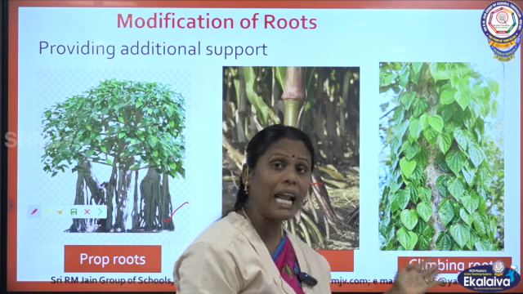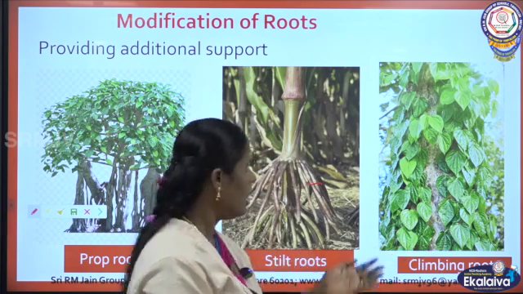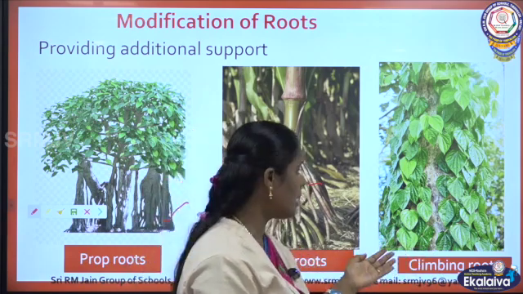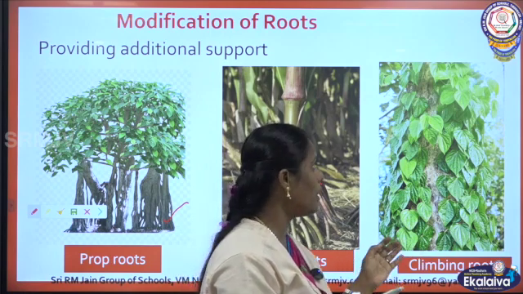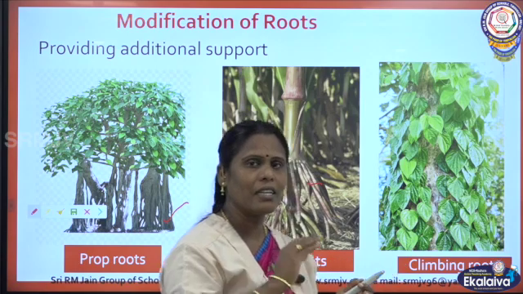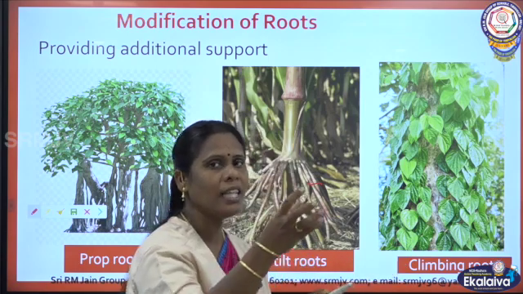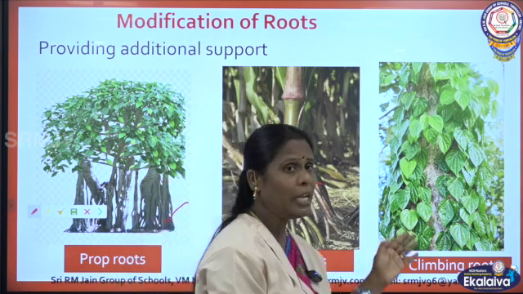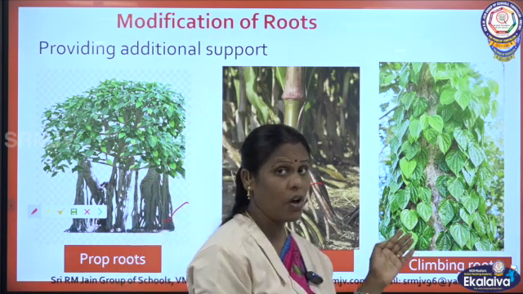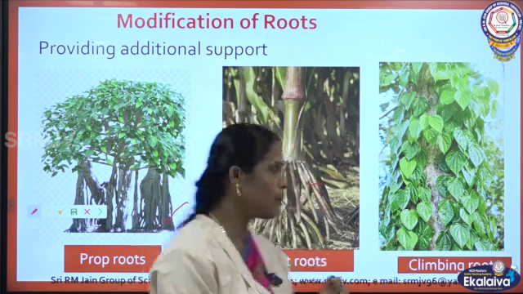Next one, climbing roots. It needs support. For example, betel. So, here the root appears to get support from another plant or wall. Okay. So, money plant and betel leaves are the examples of climbing root.